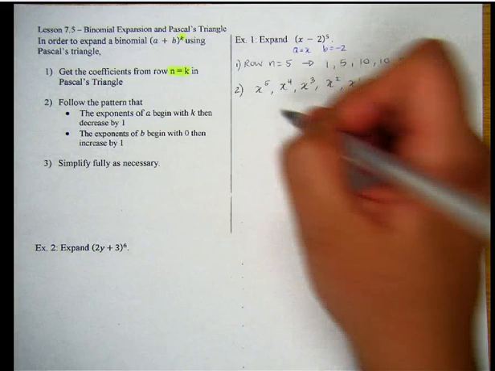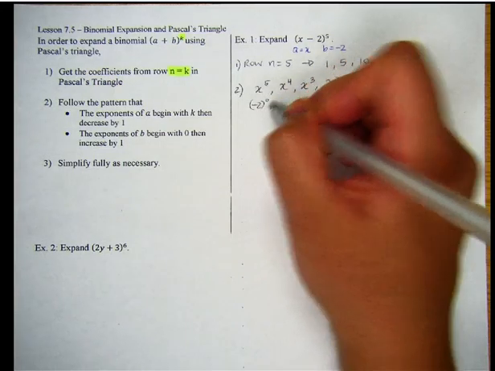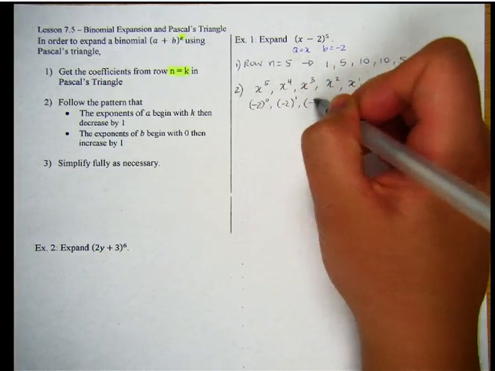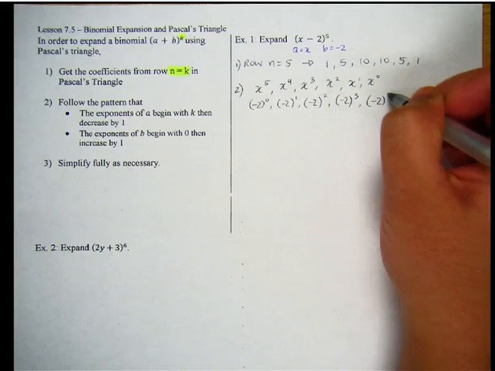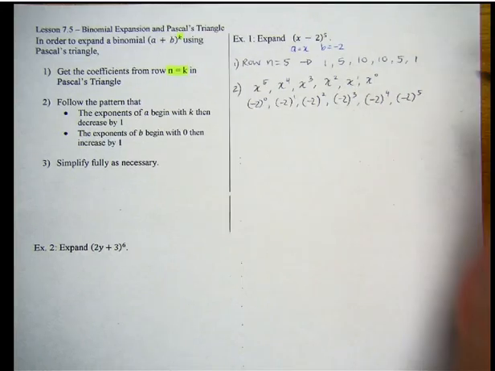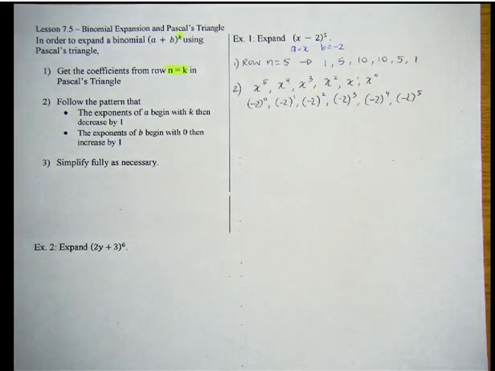With -2, it's going to be -2 to the power of 0, -2 to the power of 1, -2 to the power of 2, -2 to the power of 3, -2 to the power of 4, and -2 to the power of 5. Okay, so I'm going to put all of that together into my terms.